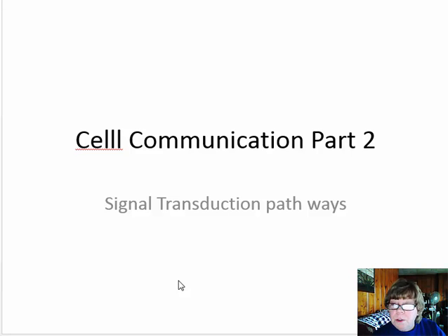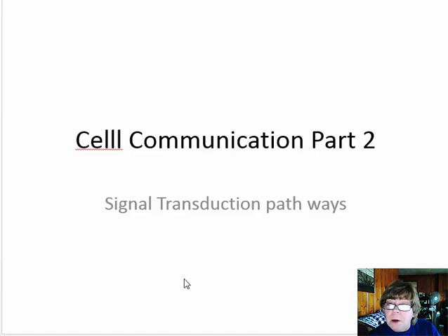Alright, so what we're doing now is cell communication part 2, and these are signal transduction pathways. We've already mentioned the fact that cells have to communicate. Sometimes it is strict cell-to-cell communication. Sometimes it is a short distance, such as the neurotransmitters between the synapses. And then the other one, of course, was the long distance, sending out hormone signals.